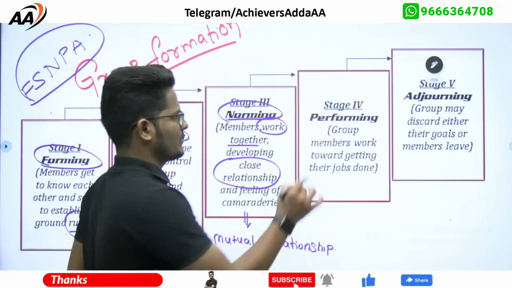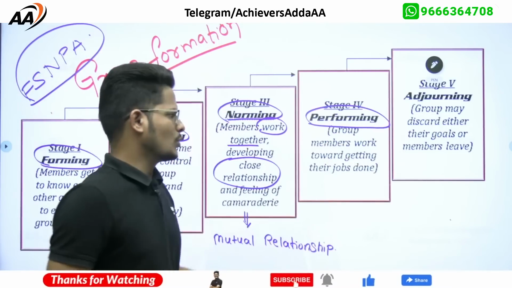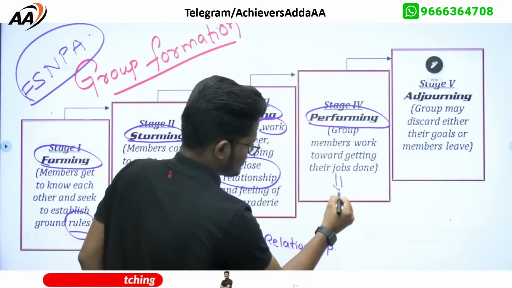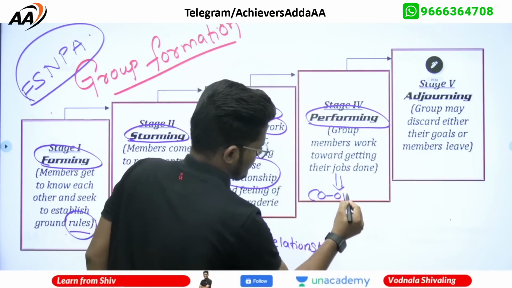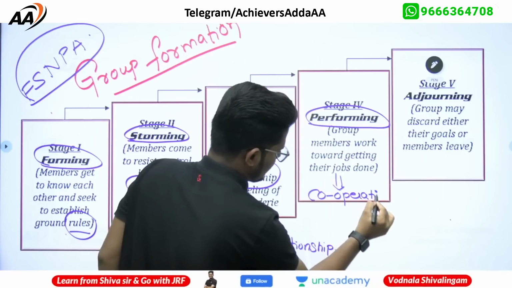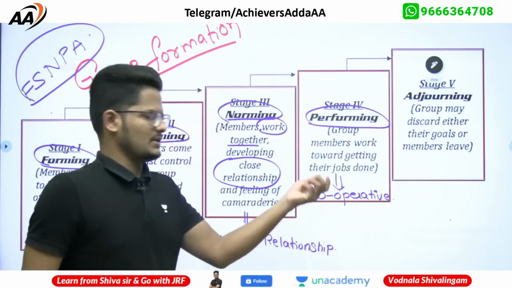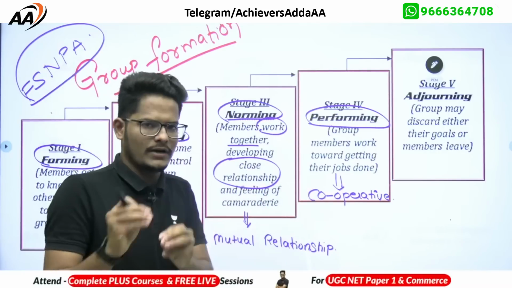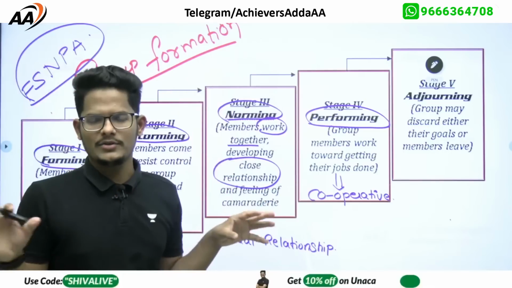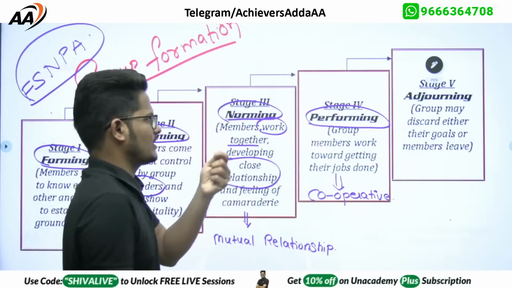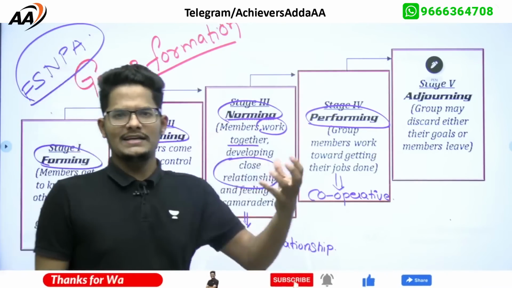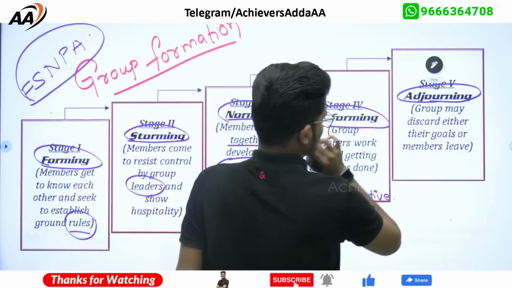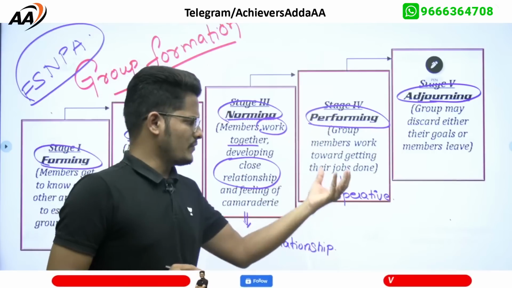Next, stage number 4, performing. Performing is where group members work towards getting their jobs done individually. This is a cooperative approach. Cooperative means every person will try to do their own work. Once everybody does their own work, the group work will be completed, because when you assign individual work to each person, whoever completes their task, cumulatively the group task is completed.